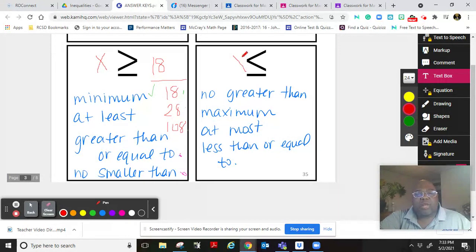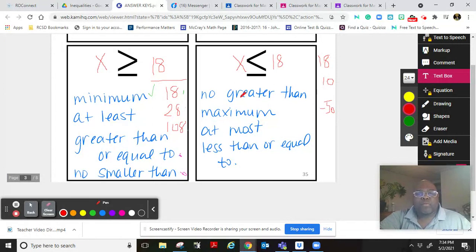Now let's go the other way. I'm looking for numbers that are less than or equal to 18. Well here, guys, again, solutions. 18 is a solution. So would 10. So would negative 50. These are all less than 18.